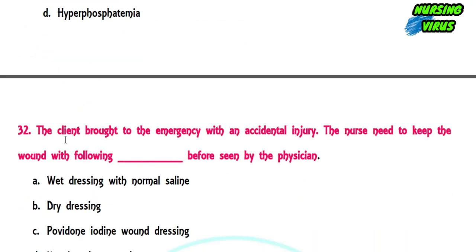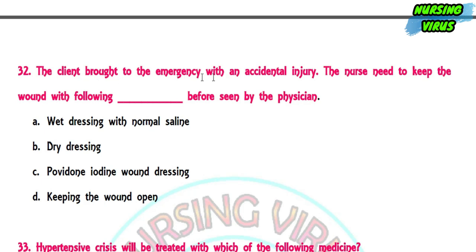So the next question. The client is brought to the emergency with an accidental injury. The nurse needs to keep the wound with the following dash before it is seen by the physician. That is, what kind of dressing needs to be done before the physician sees the wound. The options are a wet dressing with normal saline, a dry dressing, a povidone iodine wound dressing, and keeping the wound open. So most probably a dry dressing can be done for the client before the physician sees the wound.